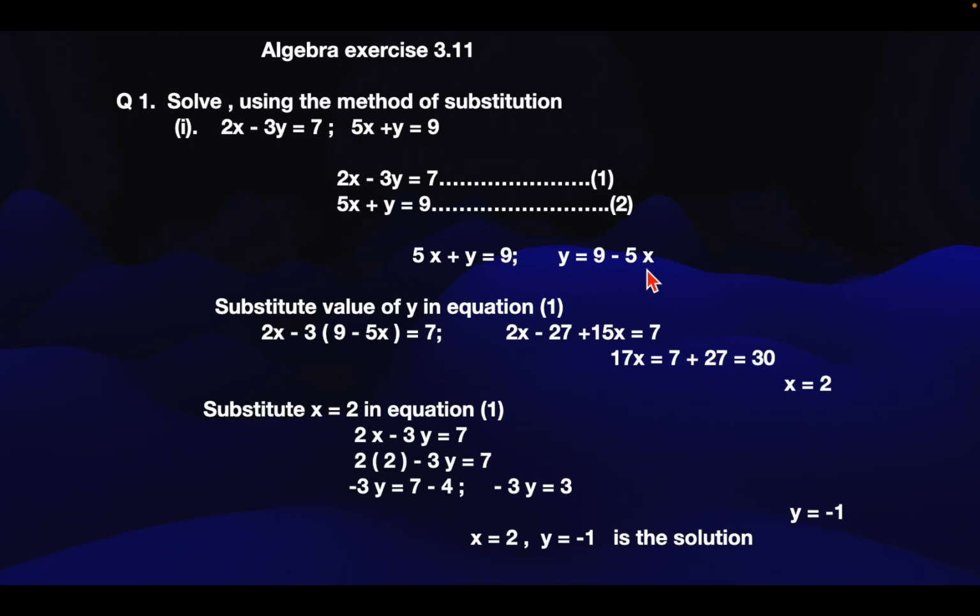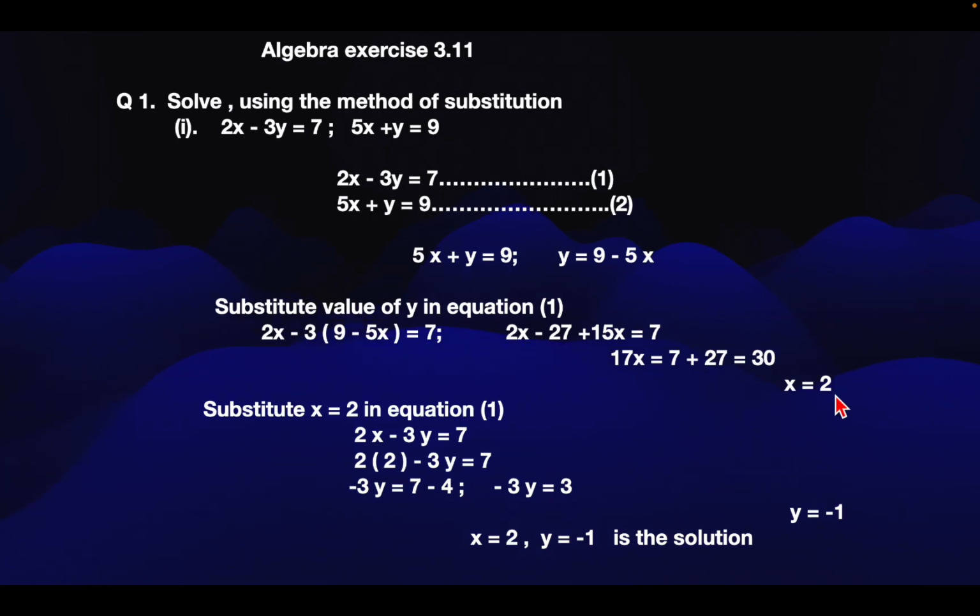Here we are going to substitute this in the first equation. See, I have written it down. In place of y, I have written 9 minus 5x. So 2x minus 3 into (9 minus 5x) is equal to 7. Now open the bracket: 2x minus 27 plus 15x is equal to 7. Simplify it further, you get the value of x as 2.